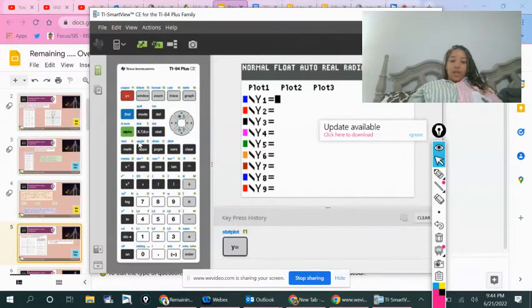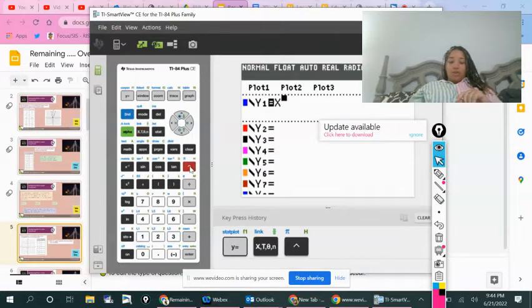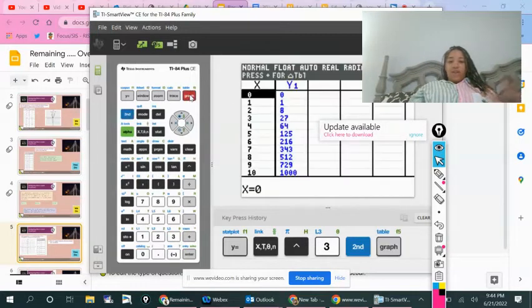So what you guys are going to do is plug in your x value here, so x, and then you're going to put it to the cubed root. So you're going to put it up to 3. Okay. Once you have this there, you can do second graph, and then you get your values.